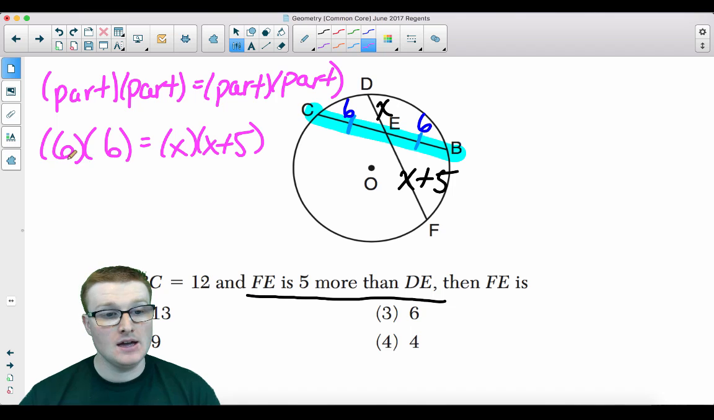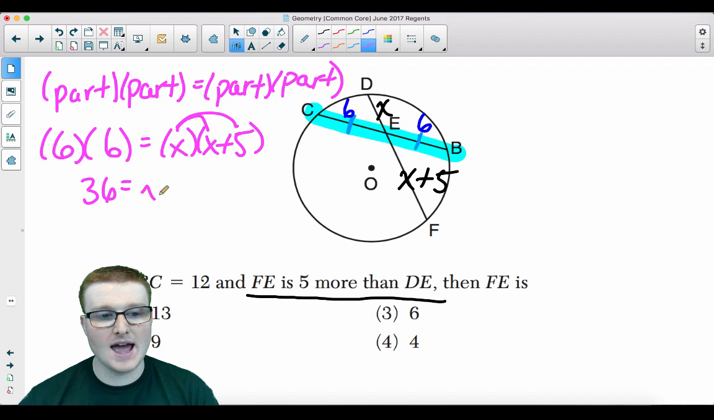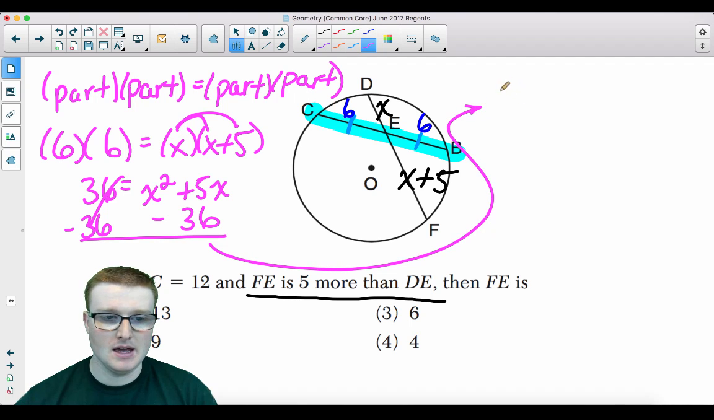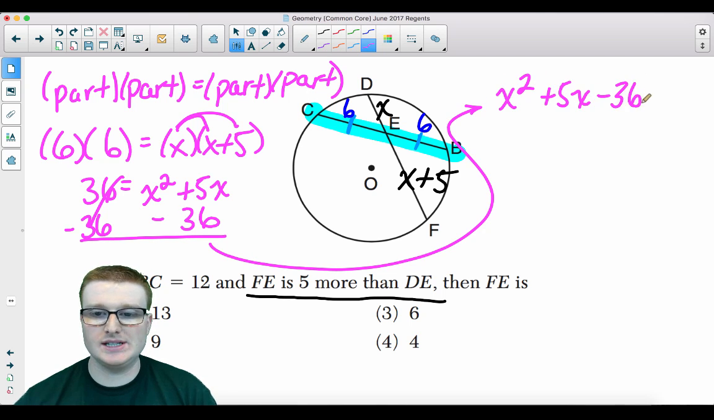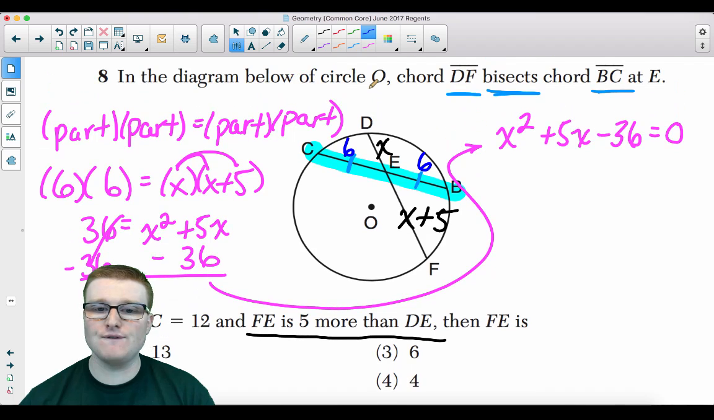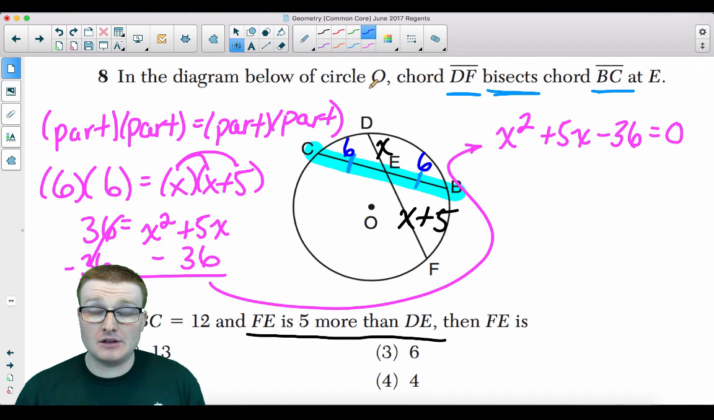All right, let's do it. 6 times 6 is 36. We distribute that X. We get X squared plus 5X. Move that 36 to this side. I can move it over here. We get X squared plus 5X minus 36 is equal to 0. Ladies and gentlemen, you need to know how to factor. Remember the order of factoring. It's the greatest common factor, followed by the difference of 2 perfect squares, and followed by the trinomial method.